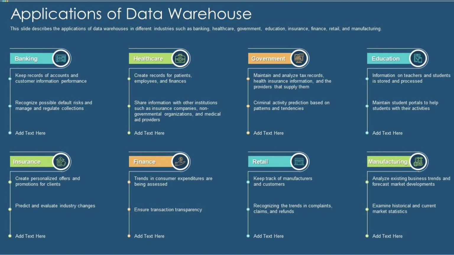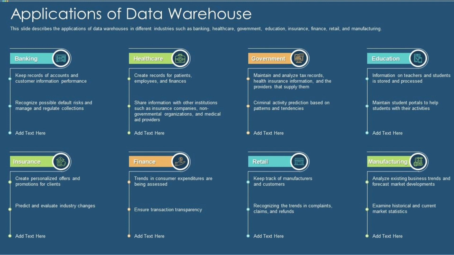The applications include all the domains that the data warehouses are being used in day-to-day life. So in banking, the data warehouse is used in keeping records of accounts and customer information performance, recognize possible default risk, and manage and regulate collections. In healthcare, it creates records for the patients, employees, and finances, and shares the information with other institutions such as insurance companies, non-governmental organizations, and medical aid providers.